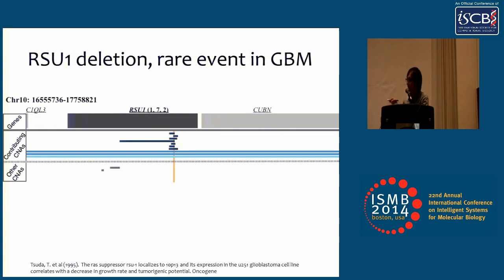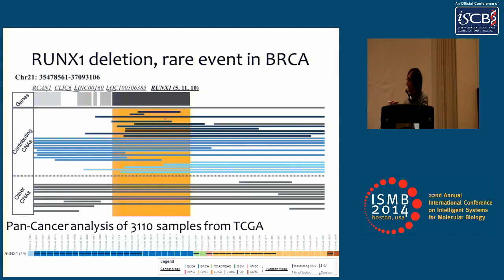Then I'll show you some results on a rare event in GBM. This is the unique prediction of RAIG, a very rare event captured by RAIG. RSU1 is actually a RAS suppressor gene, and it is mutated in fewer than 2% of the total GBM samples. So it's a very rare event that we can capture. Another example is the RUNX1 deletion, which is also a rare event because it is mutated in fewer than 10% of breast cancer samples.